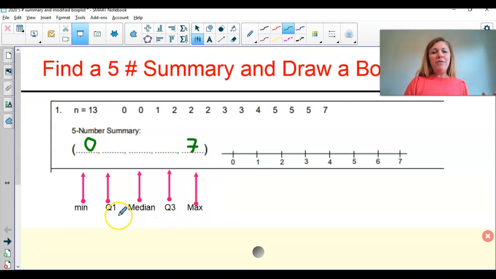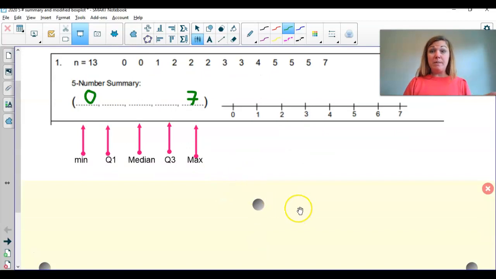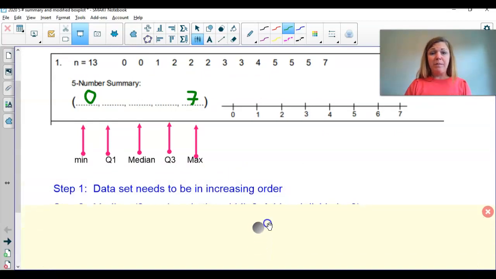Okay, but how do I find quartile 1, the median, and quartile 3? Well, there are some steps. So get out a sheet of paper and a pencil and make sure you write these steps down. Step 1, you want to make sure that your data set is in increasing order. That means from smallest to greatest, okay? So you can see that we have that here, 0 all the way to 7, okay?